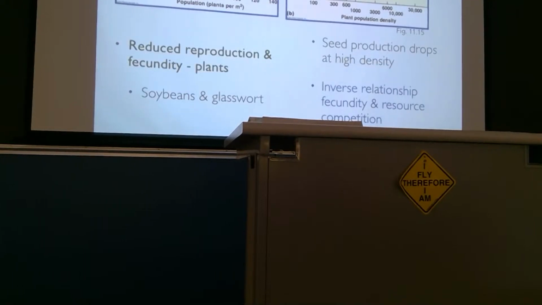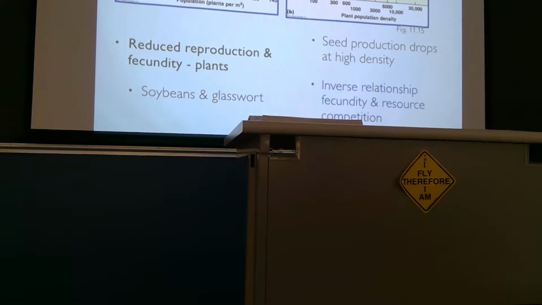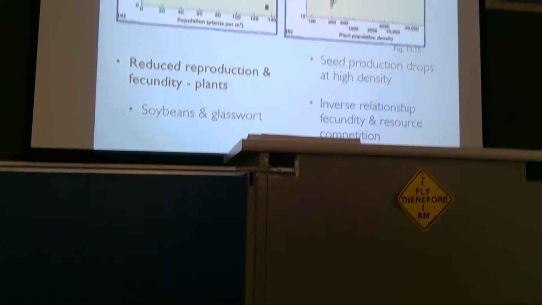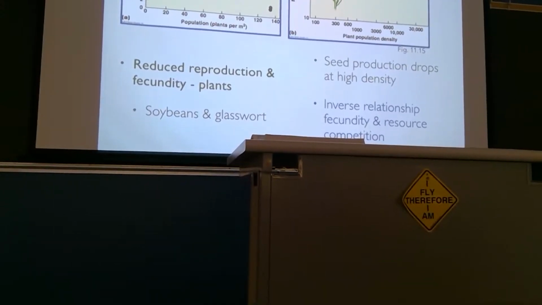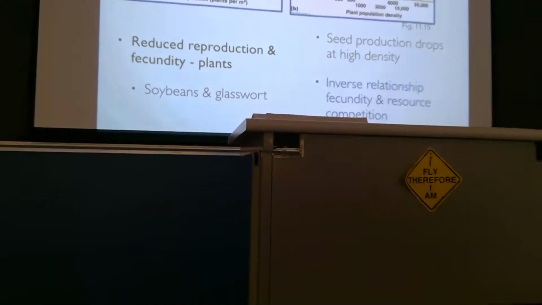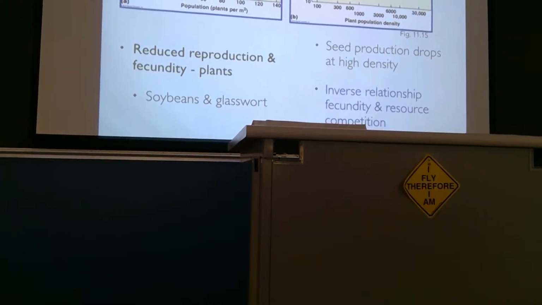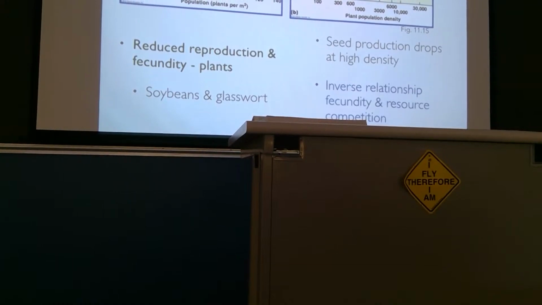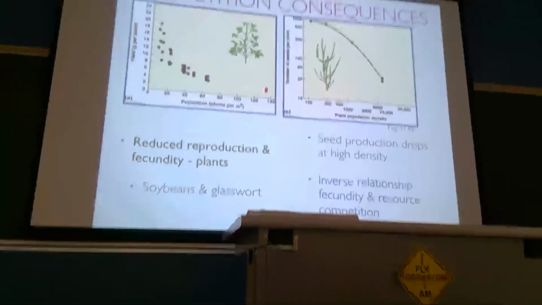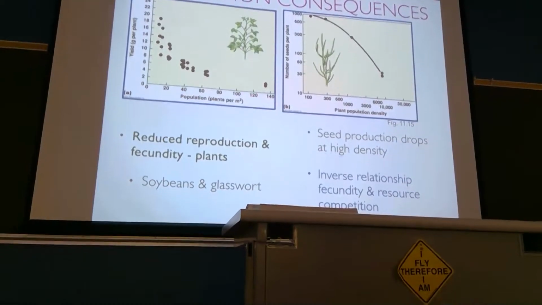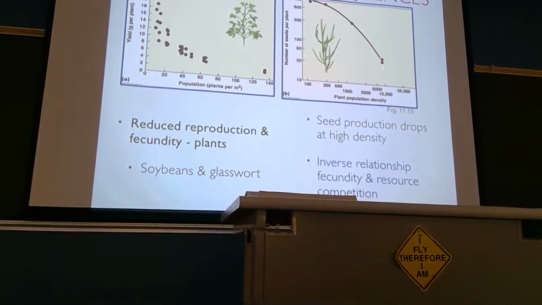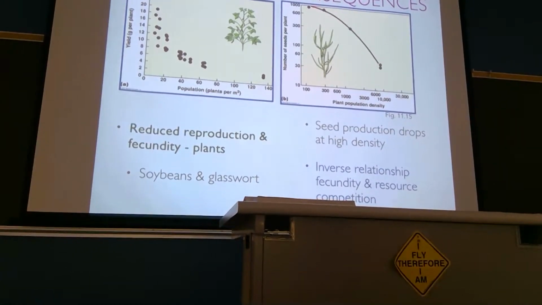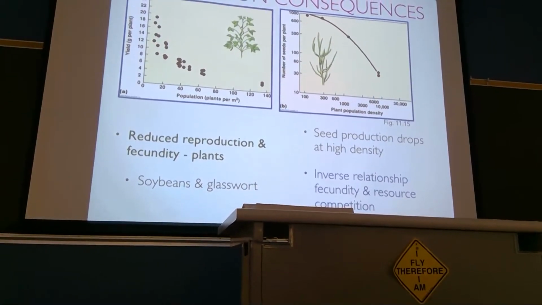Okay, I think I have a plant example of reduced reproduction and fecundity in plants. We've got soybeans and a glasswort in terms of the plants that we're looking at in the graphs. We see that increasing the plants in the area leads to lower seed production. Again, this inverse relationship due to competition. So the seed production drops off the higher the density. And we see, again, this inverse relationship between population density in our glasswort and the number of seeds that they produce, their overall fecundity.